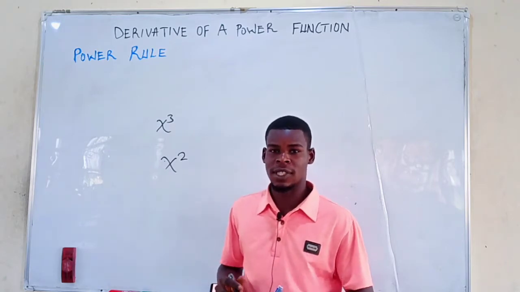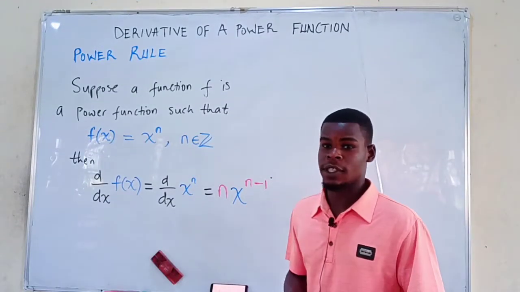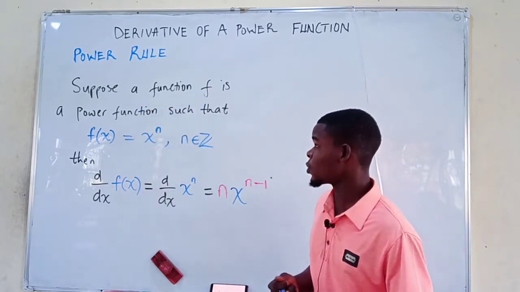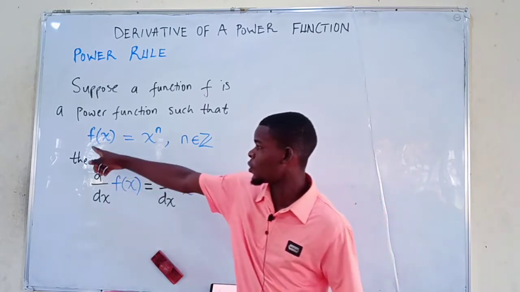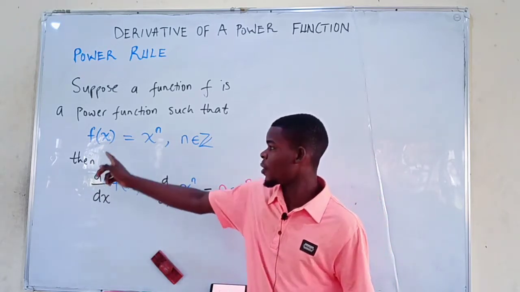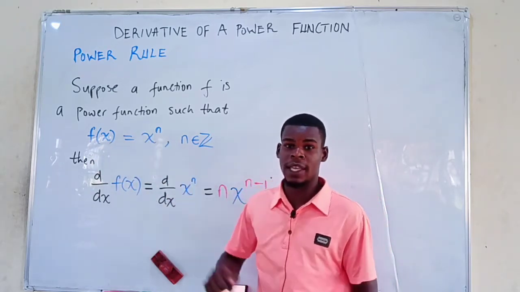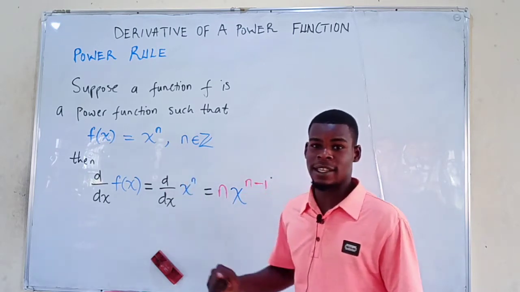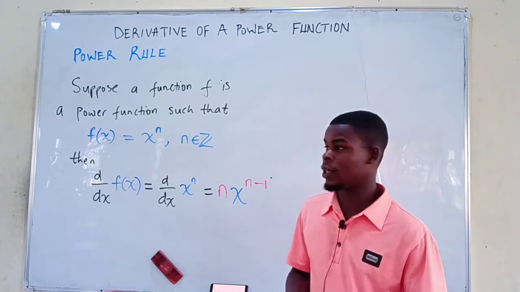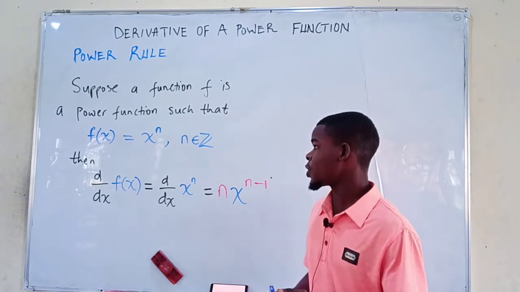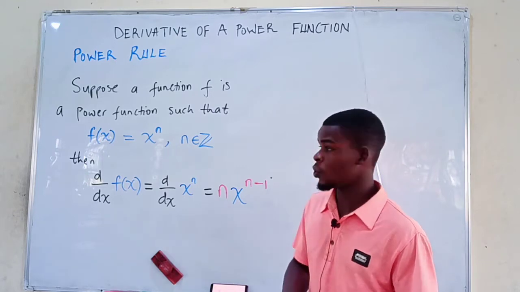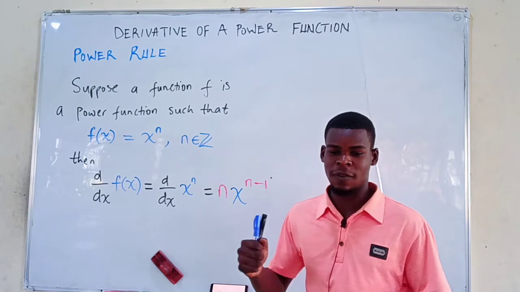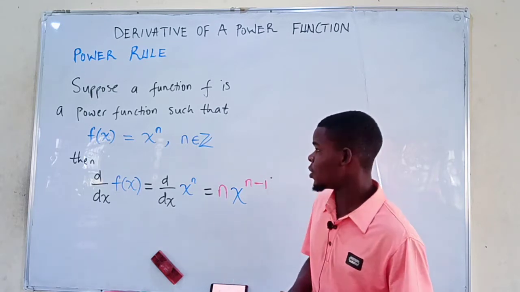So let me give you a little statement. Suppose we have a function f. If that function is called a power function, that tells us that the function written in terms of a variable x can be written as x raised to some power n. That is what it means for a function to be a power function. Where that n is an integer, that is, a whole number, possibly negative. So this Z here just means the set of all whole numbers. So you can have negative whole numbers, positive whole numbers, and so on.